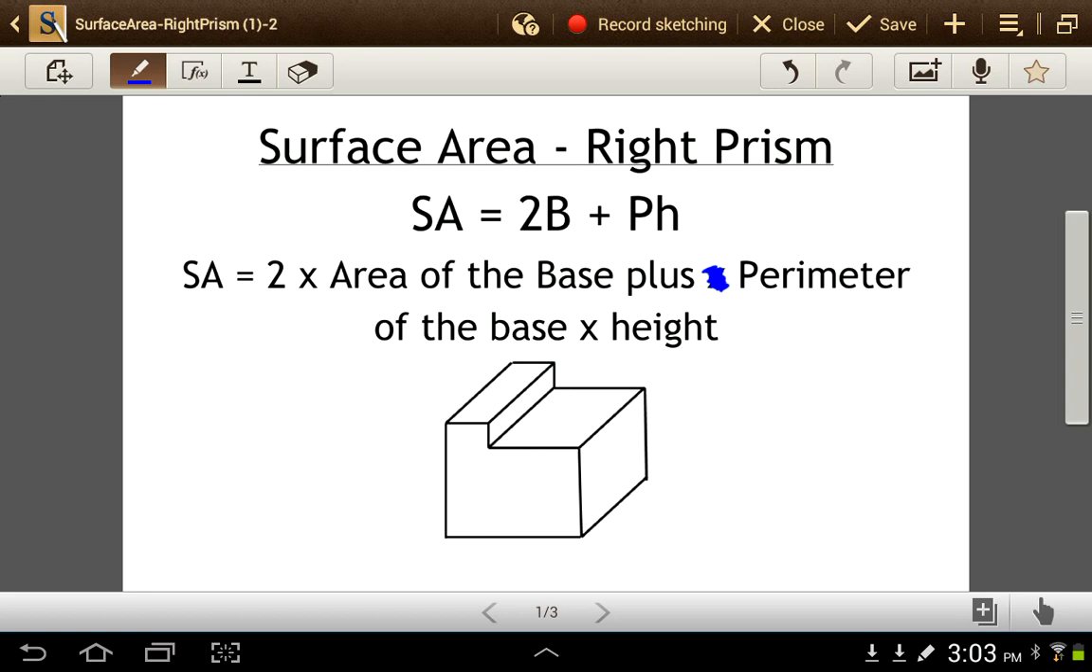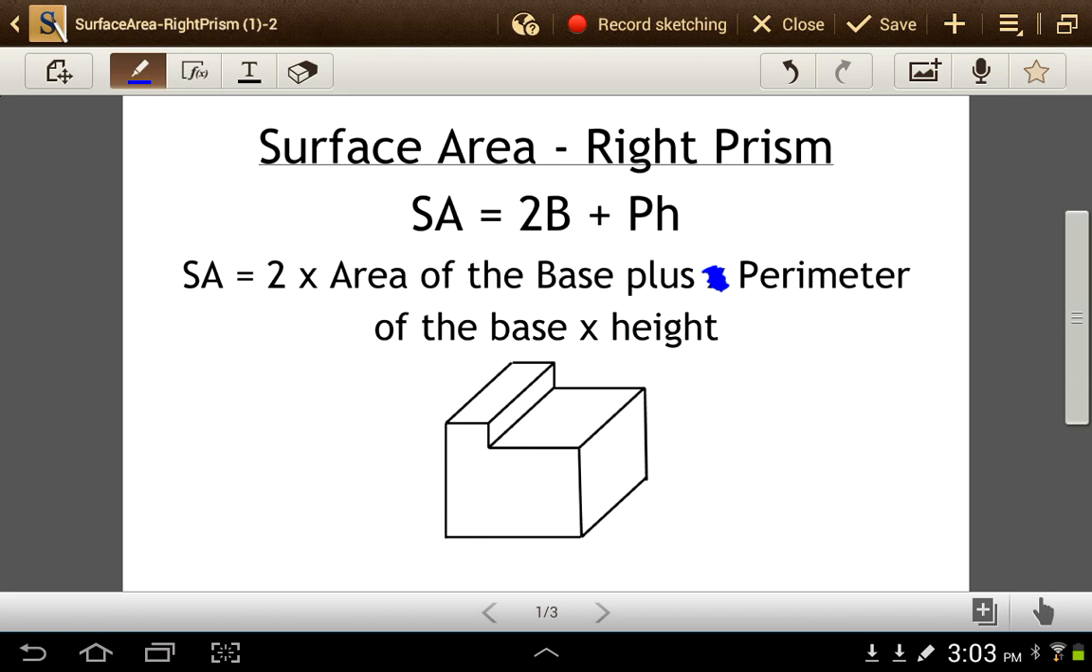Remember, surface area is finding the area of every face and adding them all together. In this shape, I could find the area of every rectangle that connects my L blocks, and then I have 2 L blocks. That's where the area of the base comes from, 2 L blocks. And then the perimeter is the distance around multiplied by the distance between them. So your formula: surface area equals 2 times the area of the base plus the perimeter times the height.